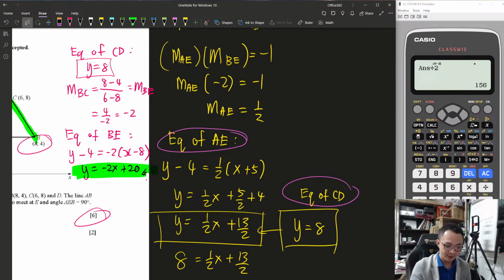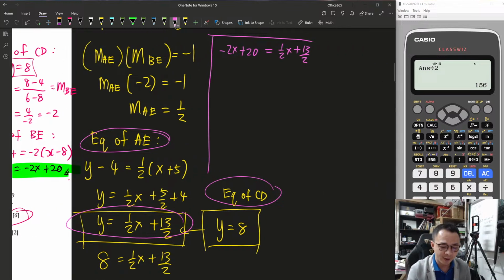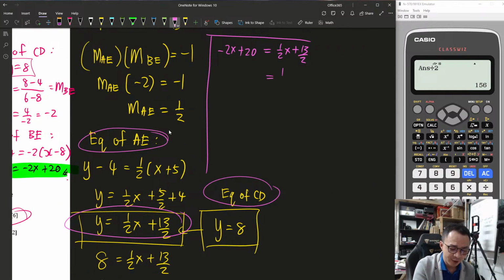So then I will just sub into each other. I'm going to use AE, which is this equation, and that equation. So I sub into each other. I use the space here. Okay, so I can say negative 2x plus 20 equals to half x plus 13 over 2. Okay, so group them together. So half x plus 2x, then 20 minus 13 over 2. So this one should be 5 over 2 x, and this one should be 27 over 2.